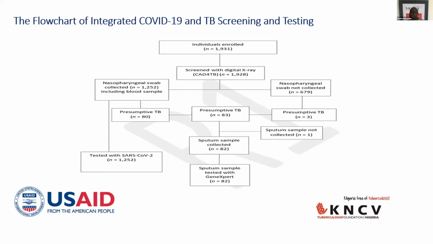Now, for everybody that submitted a nasopharyngeal swab, this shows the number of presumptive cases among those submitted for COVID testing. That's about 80 and 80, making it 83. And those that didn't submit, about 3 of them met our presumptive score. And for every presumptive, they actually submit in a tent there for a GeneXpert diagnosis.